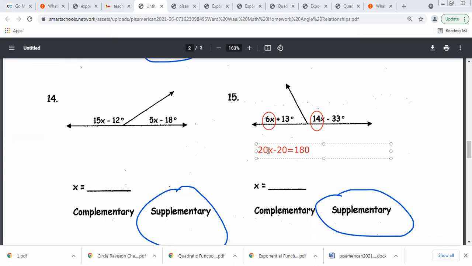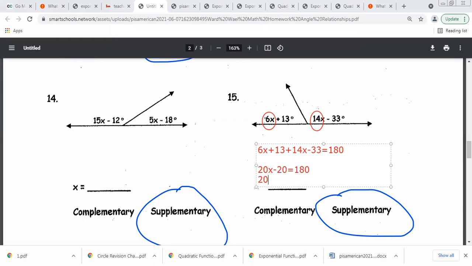Where do we get this one from? If you want to write it in detail, it will be 6x plus 13 plus 14x minus 33 equals 180. Then 20x minus 20 will be equal to 180.